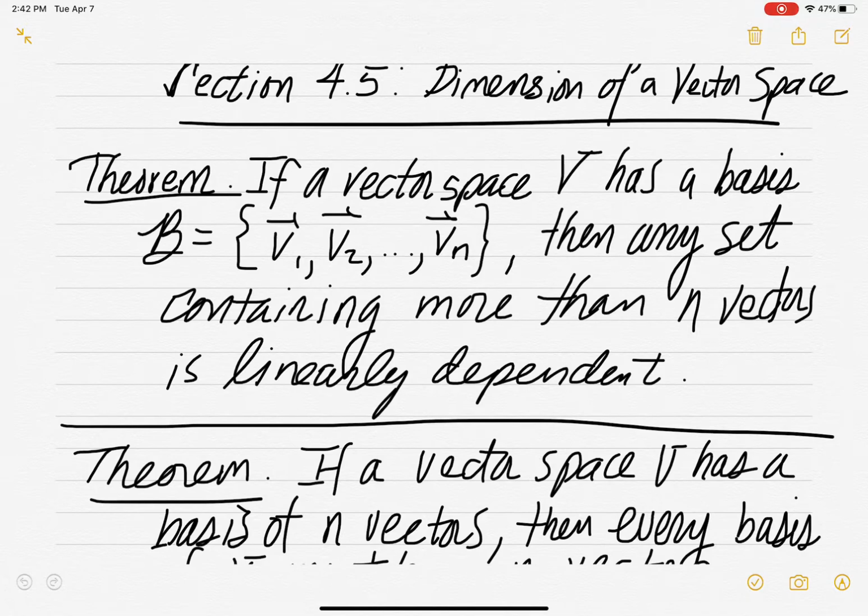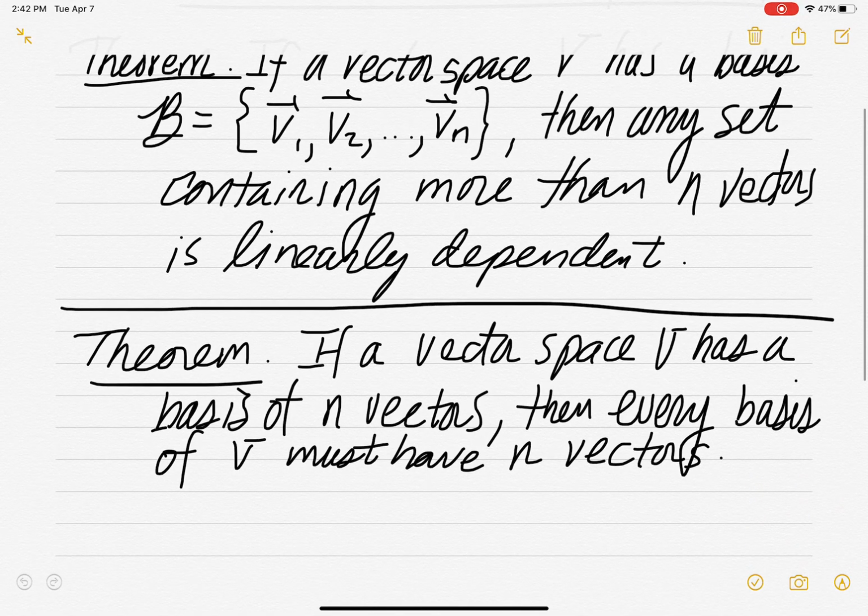So if you have a vector space V, and it has a basis of n vectors, which we have V1 through Vn, then any other set containing more than n vectors, so let's say n plus 1 vectors or n plus 2 vectors or just more than n vectors, that set's going to be linearly dependent. Remember your basis is linearly independent. So sets with extra vectors are going to be linearly dependent.